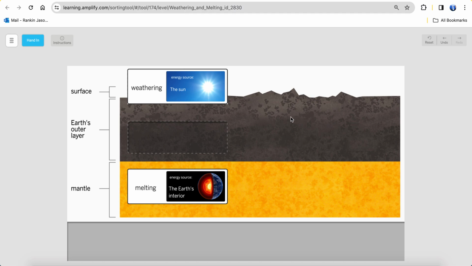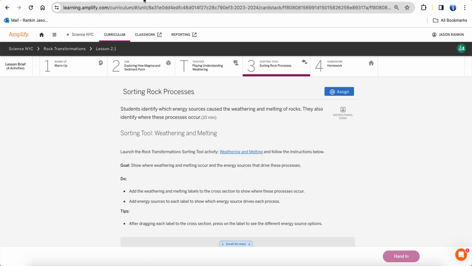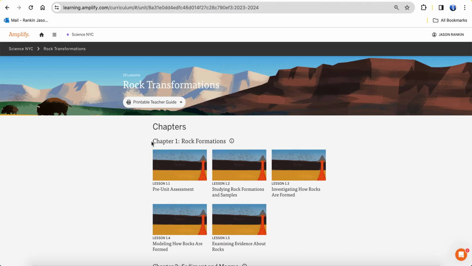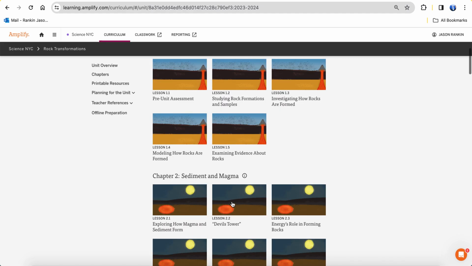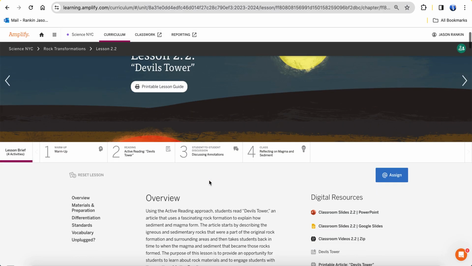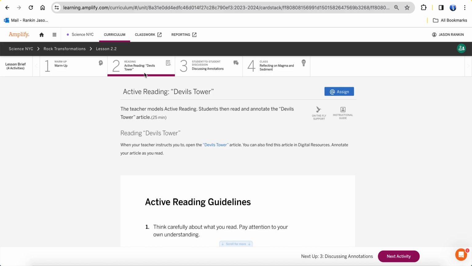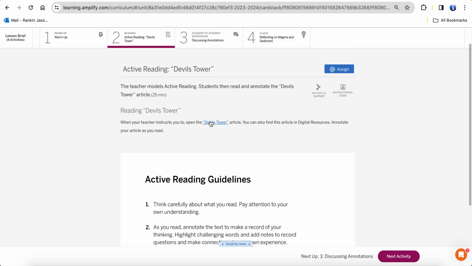All right, ladies and gents, thank you so much for paying attention and working your way through this lesson. For those of you who are done, if you want to jump ahead a little bit, you can click on Rock Transformations, go to lesson 2.2. Because this is our next lesson, if you want to begin the reading of Devil's Tower, you can click on Activity 2 and click on Devil's Tower, and you can begin reading and annotating this article.